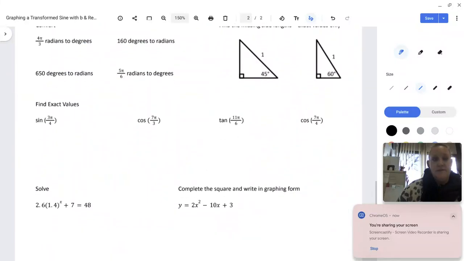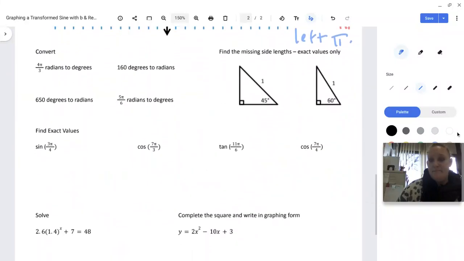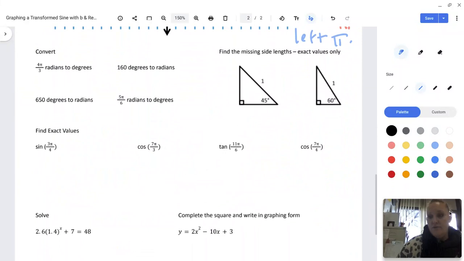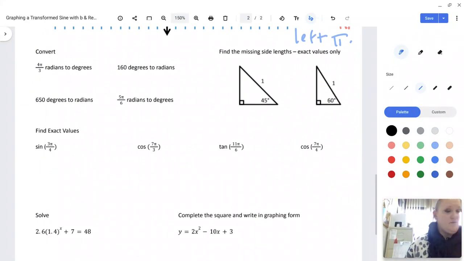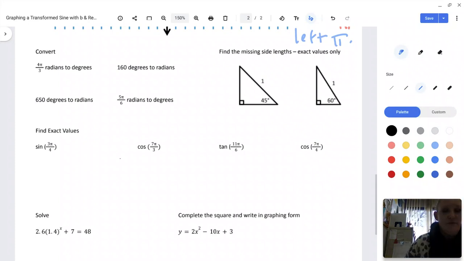All right. So we just went through the graphing. Now I'm going to take you through some other general review of some of the stuff that we've already done. If we look at this first group of 4 right here, it says to convert either radians to degrees or degrees to radians. Remember that you're either going to multiply by pi over 180 or 180 over pi.